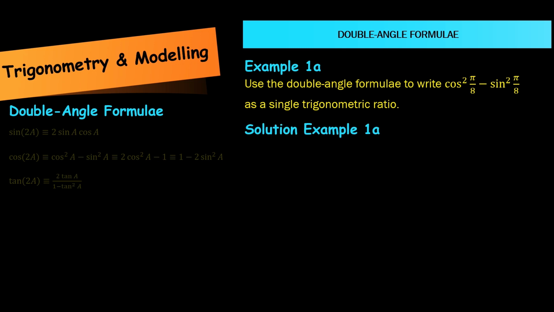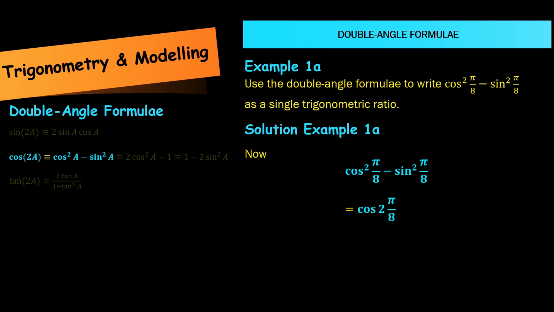So let's solve this. Using the double angle formula for cos, we have that cos² π/8 minus sin² π/8 equals cos 2 times π/8. Here, of course, A has been replaced by π/8 in the double angle formula for cos on the left-hand side of your screen. And of course, cos 2 times π/8 is equal to cos π/4.